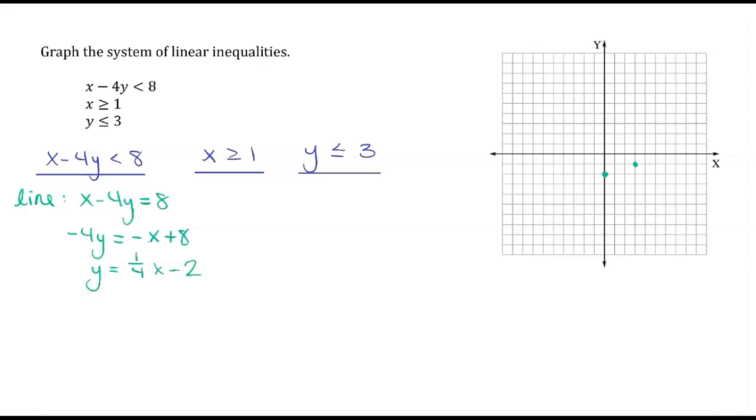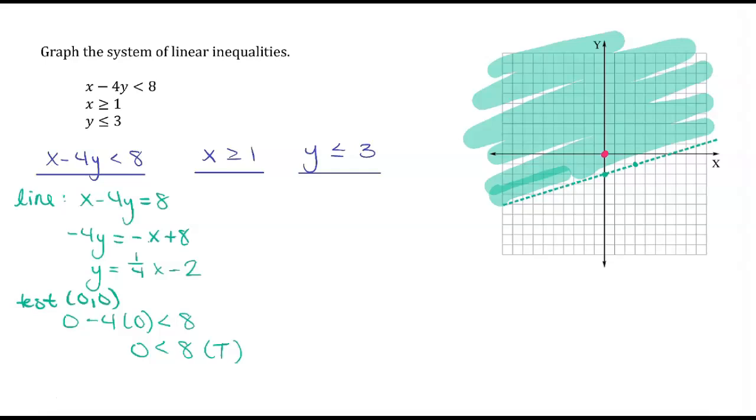4. Since this is a strict inequality, we want a dashed line. Now let's test the point (0, 0). Substituting 0 for x and for y into the inequality, we have 0 minus 4 times 0 is less than 8. That becomes 0 is less than 8, which is a true statement. So we want to shade above the line.